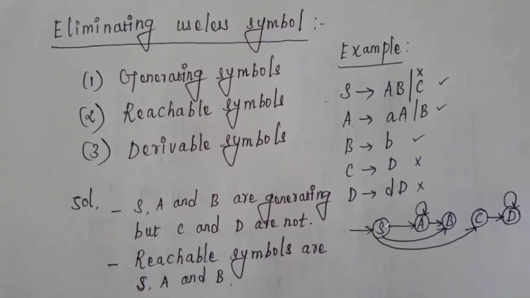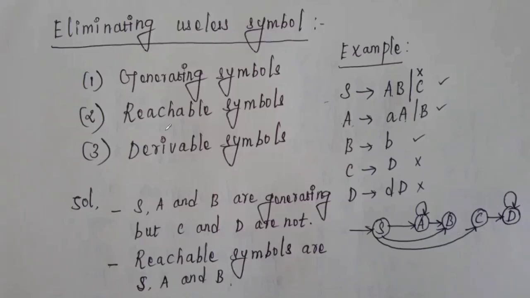A reachable symbol is a symbol that can be derived starting from the starting state, capital S. How to identify the reachable symbols? Start from S. S reaches A, and S reaches B. S reaches C. Reachable symbols are S, A, B, C. But C is not reachable. Why? Because it does not generate the terminal symbols. So leave the production C. So reachable symbols are S, A and B. Other symbols are not reachable.